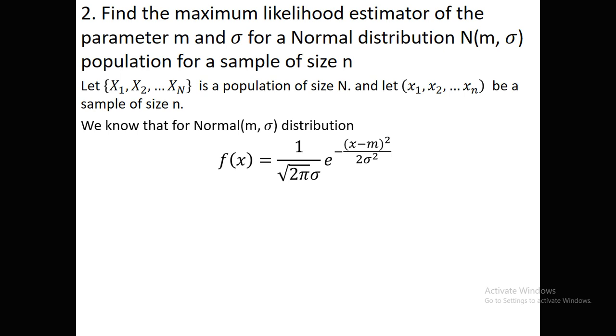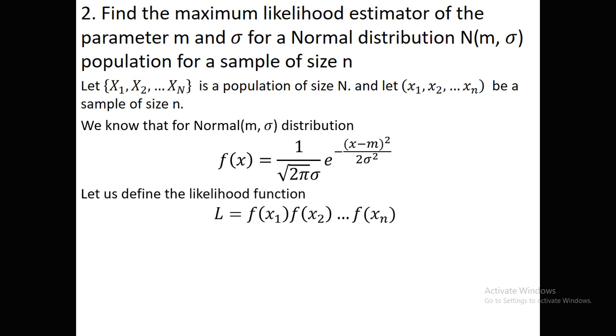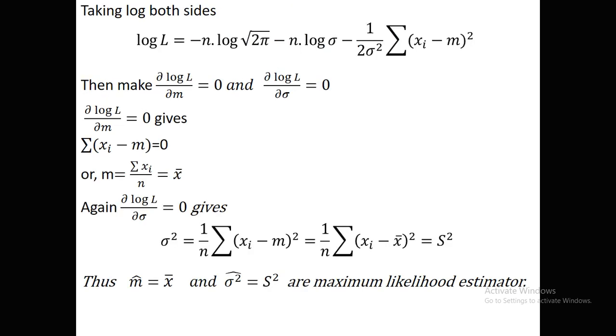So you all know that the probability density function for the normal distribution is this, where x should lie between minus infinity and infinity. Okay, let us define the likelihood function. If you follow the previous example, this is very easy to write. X1, x2, xn are taken from the sample. So just put in the probability density function and we will have the likelihood function. Taking log both sides, this will be the expression. And of course, since we need to find the maximum likelihood estimator of small m and sigma, we will make del m of log L equal to 0 and del sigma of log L equal to 0.